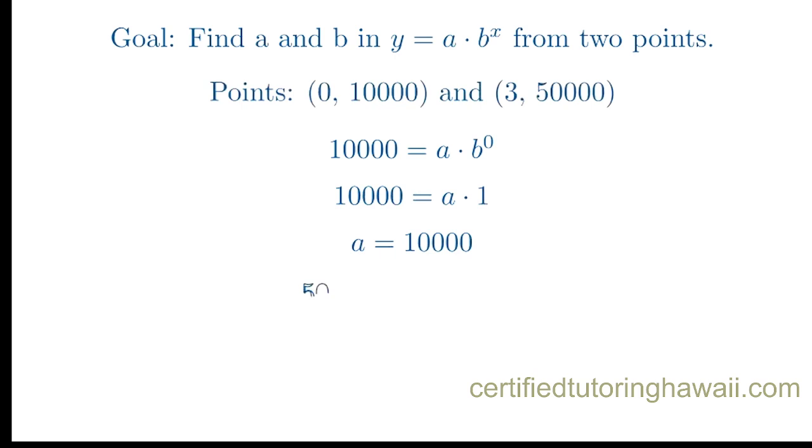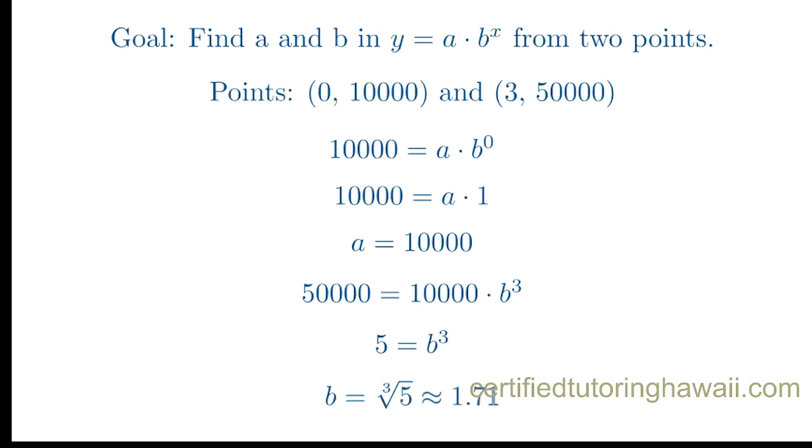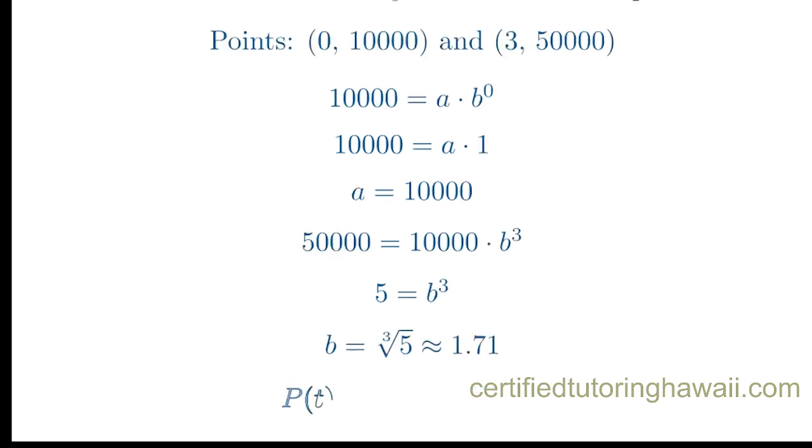We plug in 3 for x, 50,000 for y, and our newly found a equals 10,000 into the equation. This gives us 50,000 equals 10,000 times b cubed. To solve for b, we first divide both sides by 10,000, giving us 5 equals b cubed. Then, we take the cube root of both sides. The cube root of 5 is approximately 1.71, so b is about 1.71. Putting it all together, our exponential model for the bacteria growth is p of t equals 10,000 times 1.71 to the power of t.